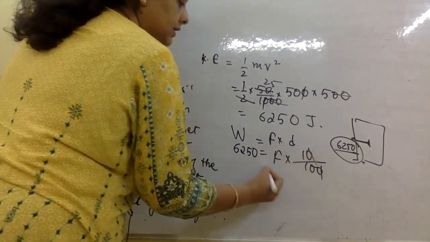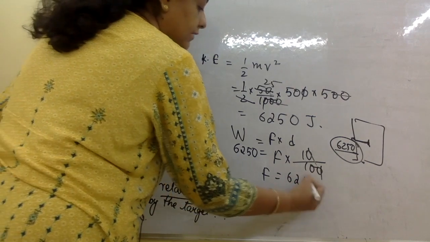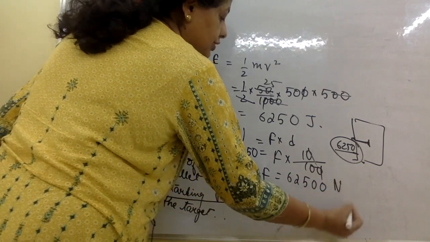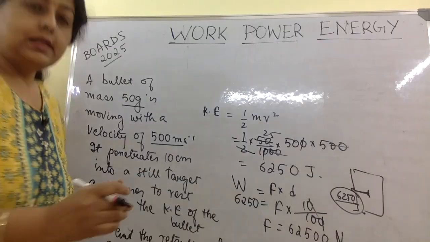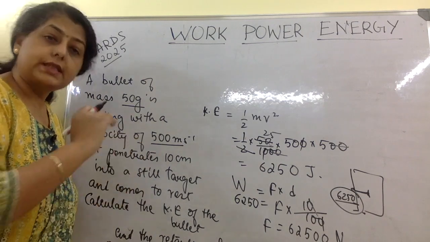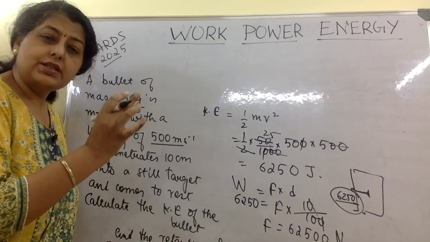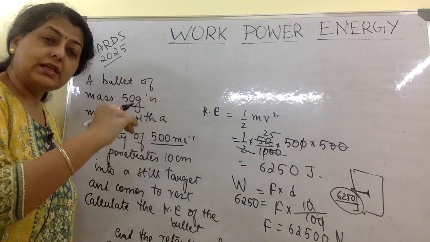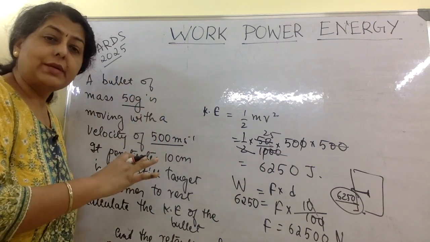Okay, and then this force is 62500 Newton straight away. Okay, this question is one of the most important questions for teachers, for boards, everywhere. Maybe they'll just change it from a bullet to something else, but then the concept will remain the same.